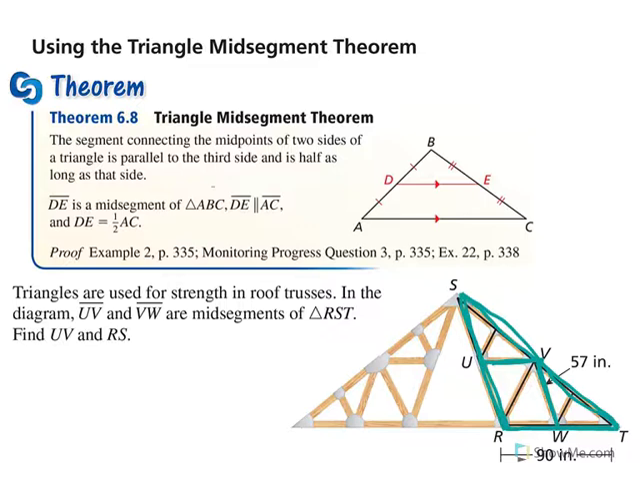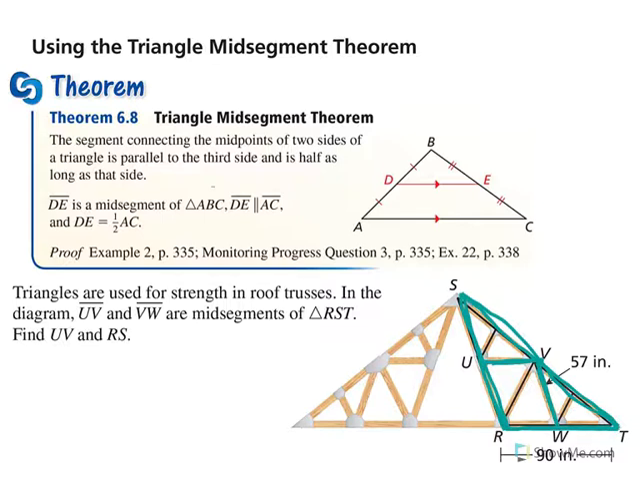Whenever it doesn't have the segment symbol above it, that means the length of that segment. Okay, that just goes back to distance formula at the beginning of the year. If I don't put the line segment above it, it means it's talking about the length of it. So if it wants me to find UV and RS, then we just need to solve for it. So let's first start off with UV.